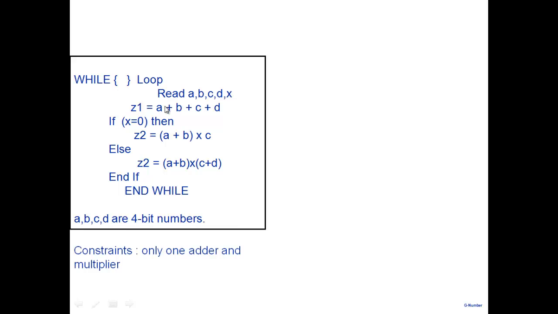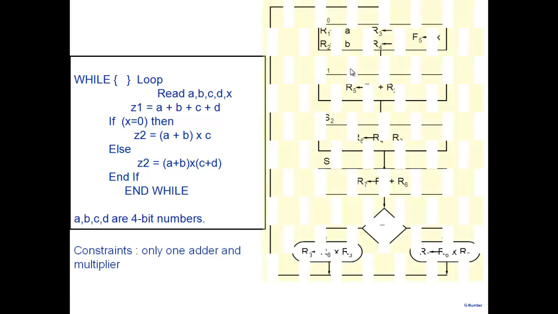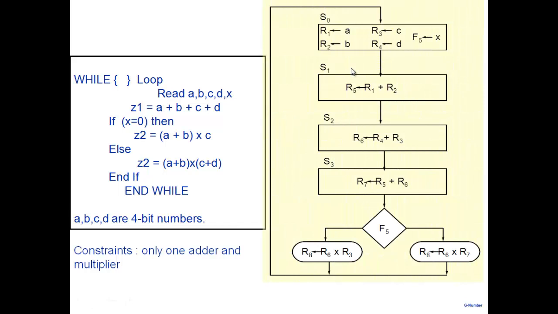So we have to produce two outputs, Z1 and Z2. And there are 4 inputs, A, B, C, D. And these are all, let's say, 4-bit numbers, and X is a 1-bit number. So we have to do that. We have to write an ASM, obtain an ASM view of this particular one. So let's see whether this makes sense.